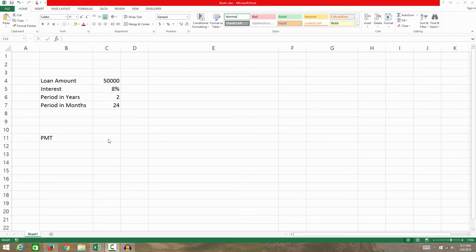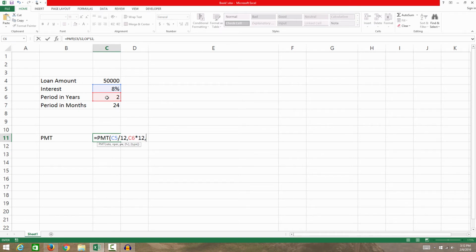Now the monthly installment is calculated by a function known as PMT. Equals PMT, tab. First is rate, so our interest rate is 8%. If you want to calculate in months, divide by 12, comma, nper. Because these functions by standard work in year format, what we need to do is select our cell C6 and then multiply by 12. So this will be our monthly period.